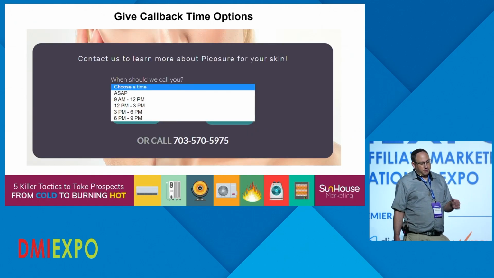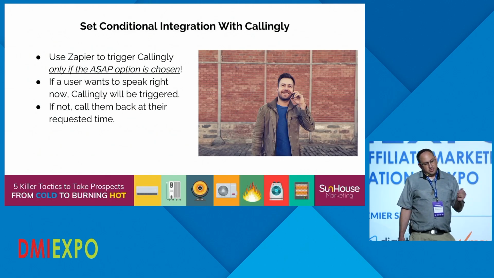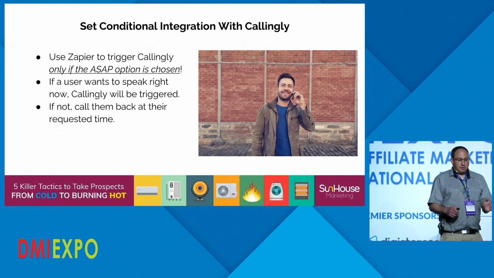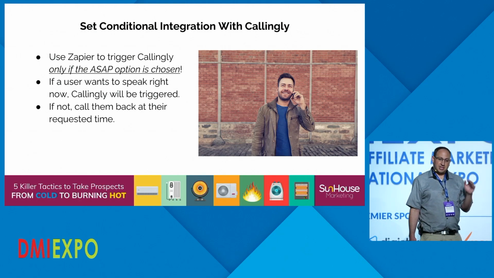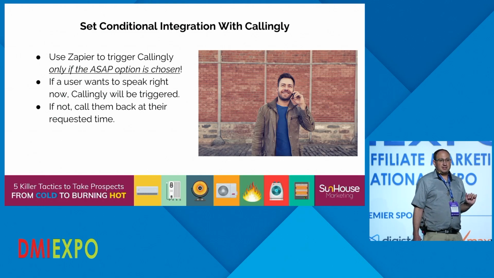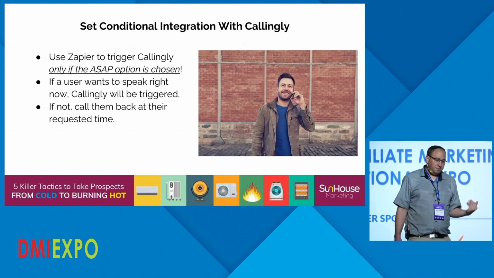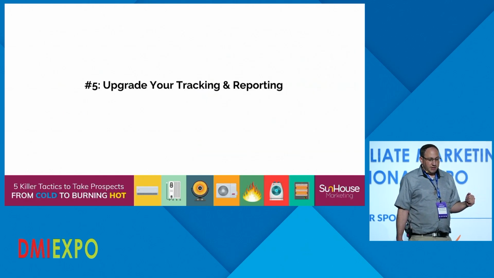Okay, here's one solution. We give them some callback time options. You can see in this example we have some times of day, but we also have the ASAP option. I'm not going to get into the particulars right now, but you can integrate Callingly with Zapier to only trigger Callingly if people select the ASAP option. In other words, if somebody chooses ASAP, your sales team phone rings because they want to talk to that person because that person wants to be contacted right now, and everything I just described is triggered. But if they didn't choose the ASAP option, then you can simply call them back at their desired time based on whatever they chose in the form.